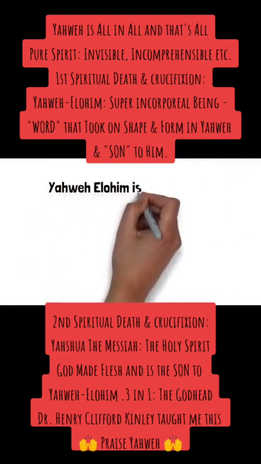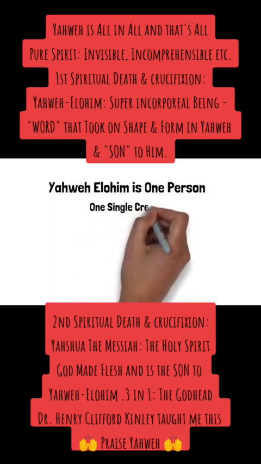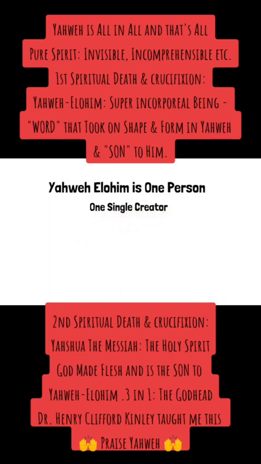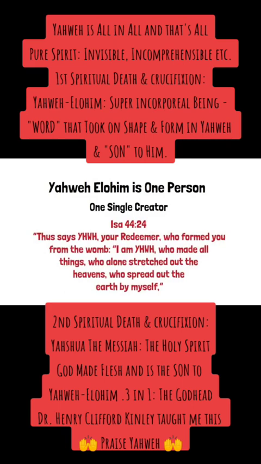So also, Yahweh Elohim is one person. He is by himself the Most High Creator alone. Genesis 1:1 does not teach a trinity of gods. One individual creator is in the beginning of Torah. So as Torah observant believers, let's keep this instruction. Isaiah 44 verse 24. Thus says Yahweh, your Redeemer, who formed you from the womb. I am Yahweh, who made all things, who alone stretched out the heavens, who spread out the earth by myself.